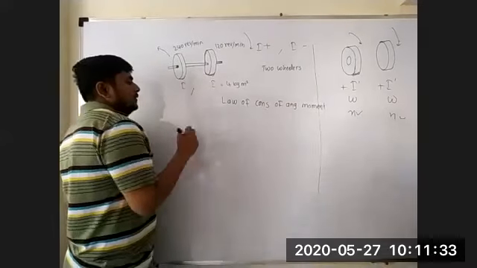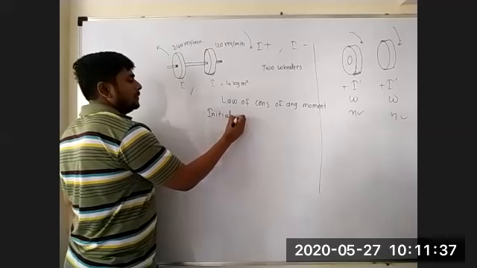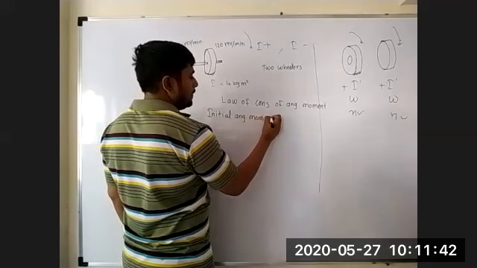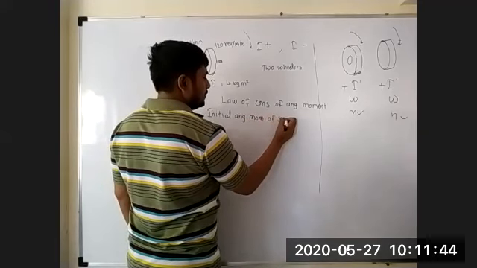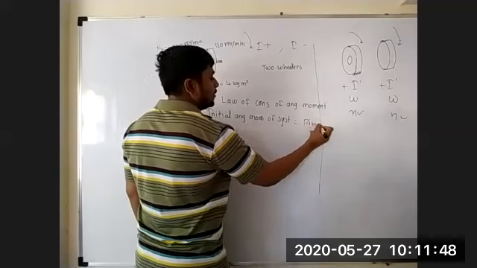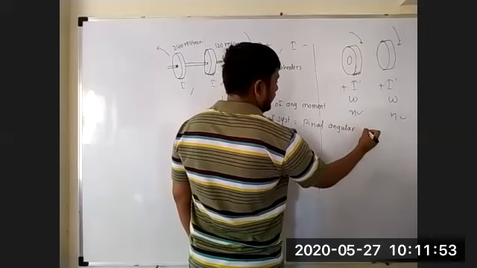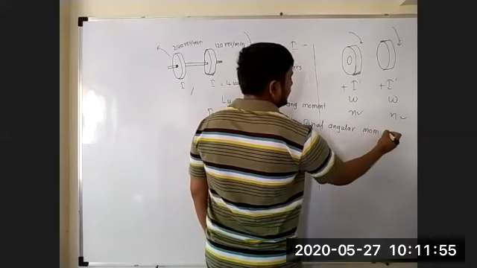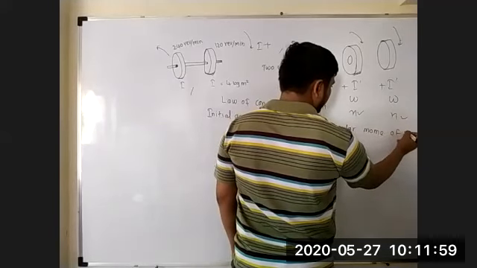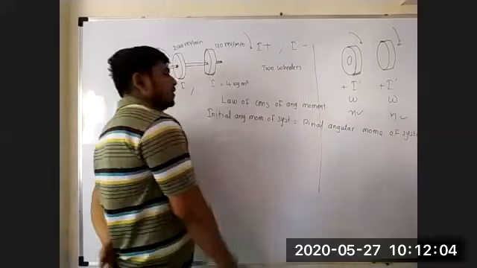That gives you the initial angular momentum of the system. The initial angular momentum of the system will be equal to the final angular momentum of the system. So what is the initial angular momentum of the system?